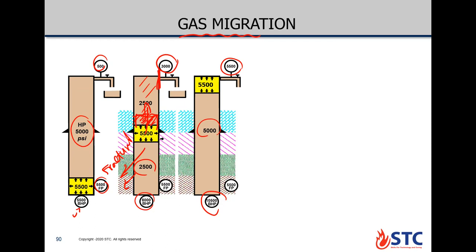Okay, Bill, but what I didn't understand, what allowed the surface back pressure to increase? Surface pressure increased because gas pressure is affected in all directions.